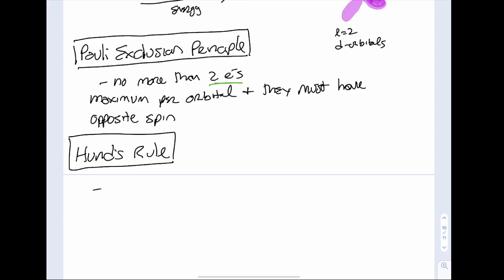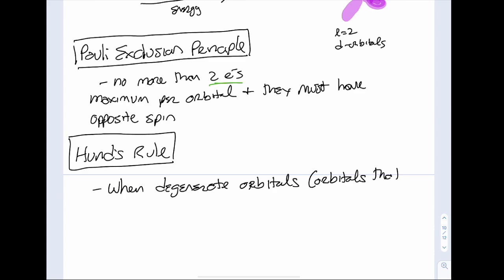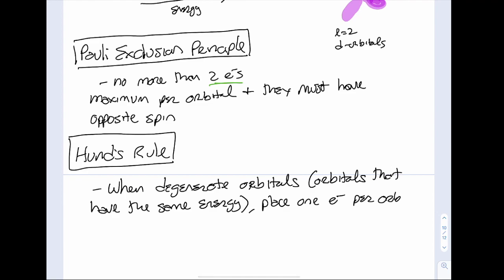Hund's rule says that when we have degenerate orbitals, and I'll define that word here in a minute, which are orbitals that have the same energy, we're going to place 1 electron per orbital before they are paired. So remember, we can have 2, we're just not going to until each degenerate orbital has 1 first. So if I have orbitals that have the same energy, I'm going to put 1 in each before I pair them. That's going to be Hund's rule.